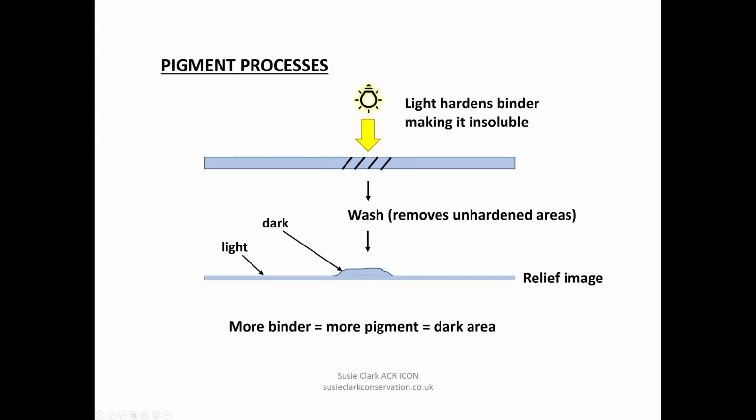They work in a very distinct physical as well as chemical way, and you can see here at the top you've got a printing paper which is coated with a mixture of binder and pigment and bichromate. When light hits that, it causes the bichromate to harden the binder. What happens if you then wash it is that the unhardened areas wash away, so you end up with a relief image. Where you have more binder, you have more pigment, and so that becomes a dark area. So a relief image, or at least more gloss in the darker areas, is a way of identifying them.